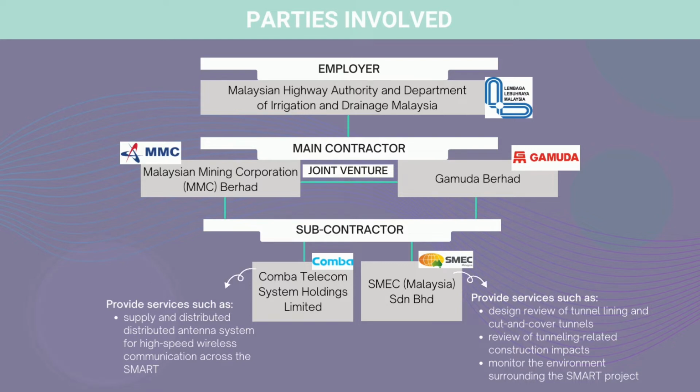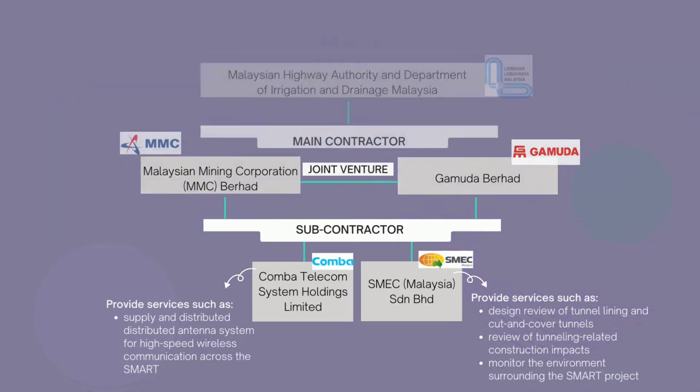For Comba Telecom, their service is to supply and install a distributed antenna system for high-speed wireless communication across the SMART. Meanwhile, the SMEC Sinar Berhad are required to design, review tunnel lining and cut and cover tunnels, review tunneling related construction impacts, and monitor the environment surrounding the SMART project.